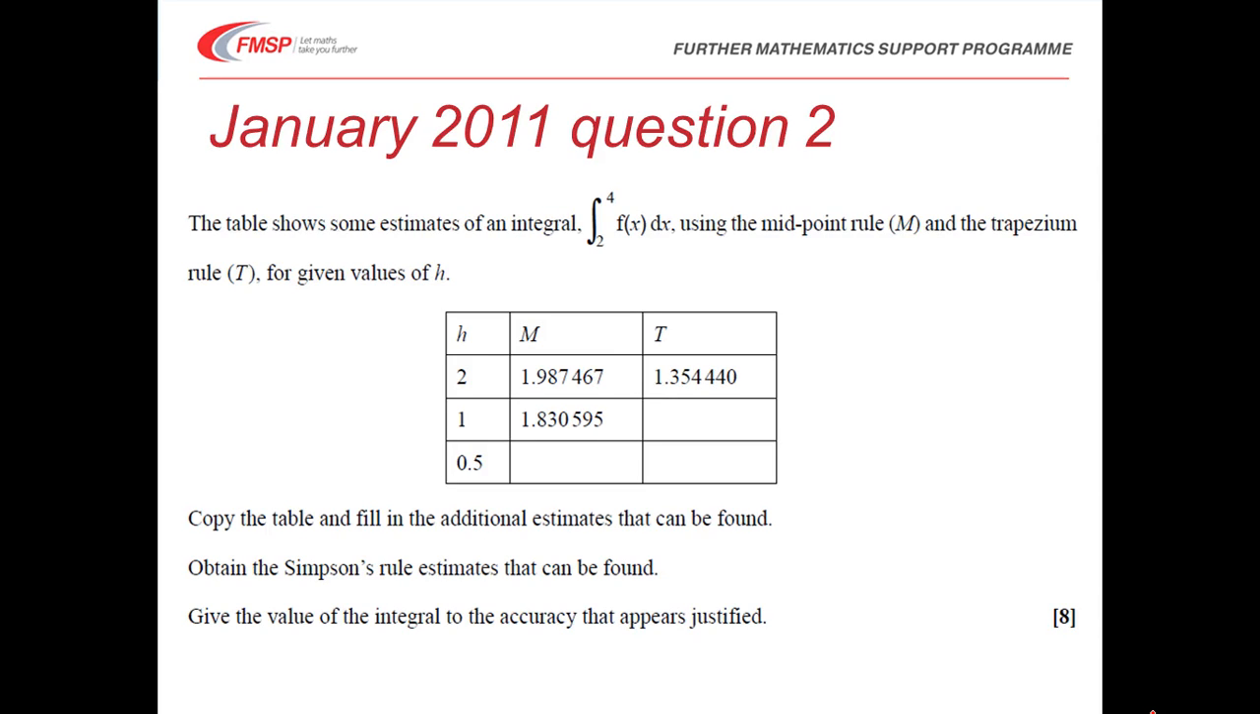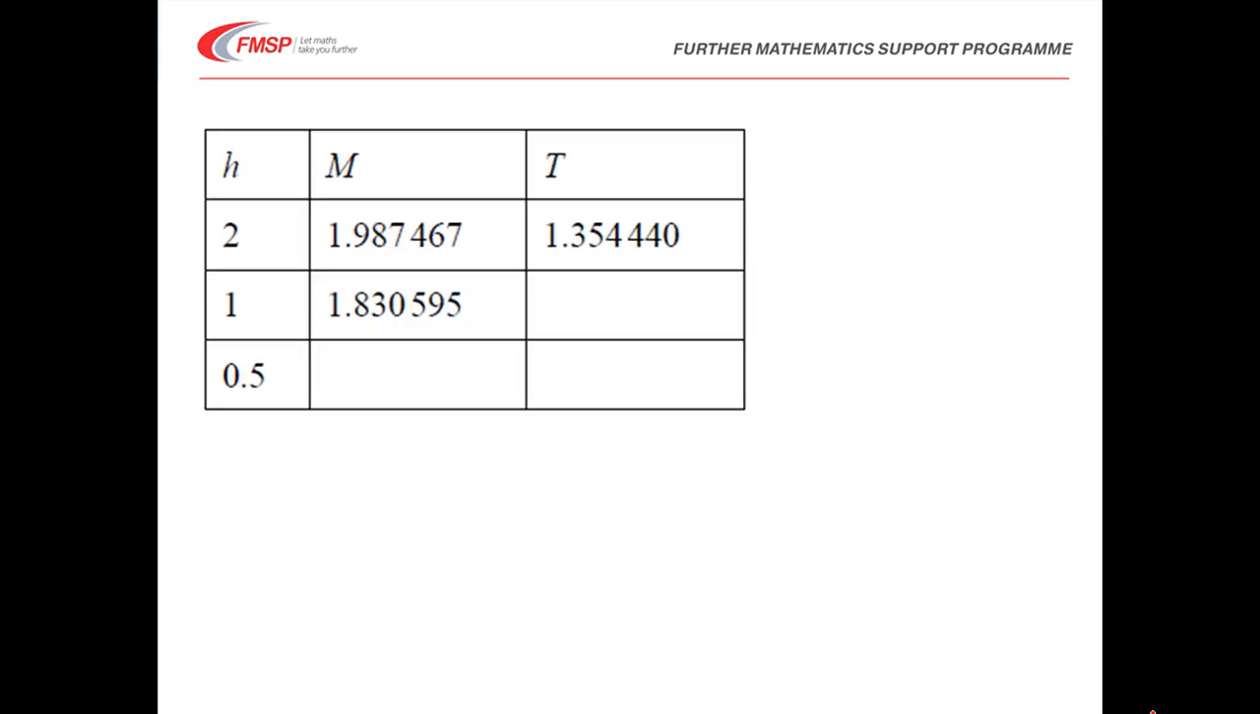Okay, next question is January 2011, question 2, and again, this has got an integral where, like the very first question we did, we haven't been told what we're integrating, but we are given some midpoint and trapezium rule starting values. So the first thing it asks us to do is to copy out and fill in that table. Once we've done that, some Simpson's rule and then giving a value for the integral. So it's like a part of the question that we did before. It's only worth 8 marks as opposed to 16.